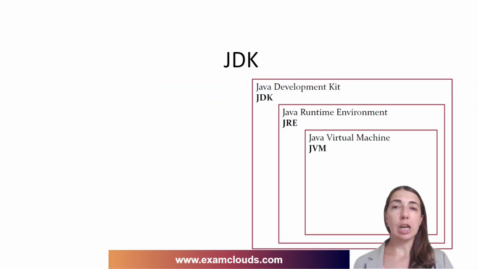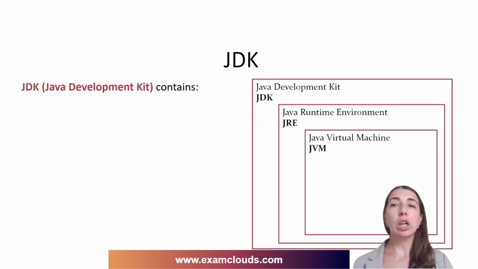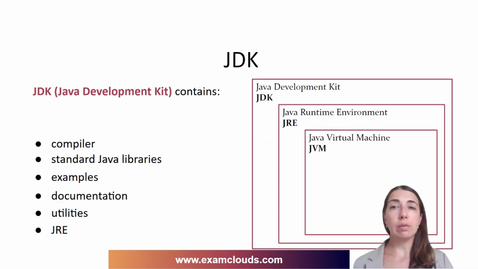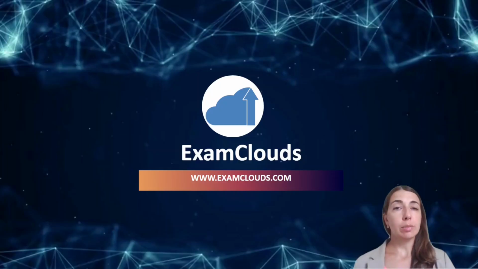And the final term is JDK. JDK stands for Java Development Kit. It's the application developer kit for Java, which includes components such as the compiler, the standard Java class libraries, examples, documentation, various utilities, and also the runtime environment. So, if you look at this diagram, we can see that the JDK includes the JRE, and the JRE includes the JVM.